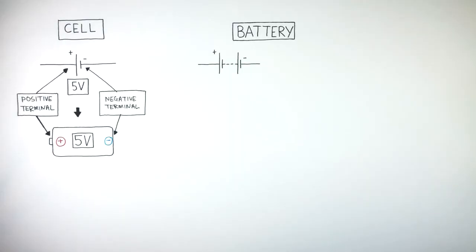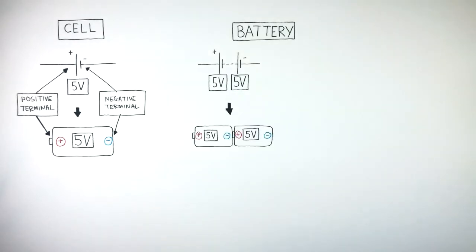In this example, this battery is made of 2 cells, where the positive and negative terminals are connected. We're using 2 5-volt cells, and in a real circuit, the 2 cells would be connected like this to make a battery.